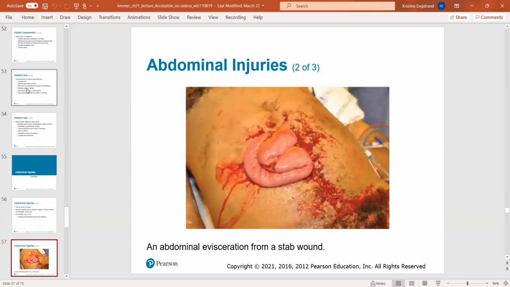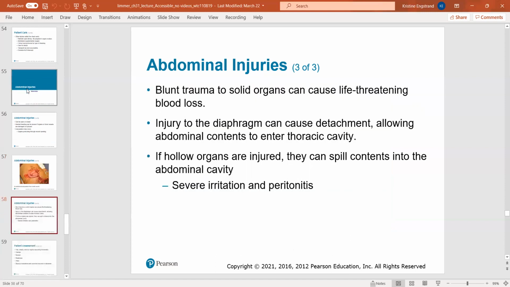So there's your evisceration. Not a pleasant injury. Going to be a visual distractor for sure, right? Still manage your ABCs. Looks like this patient got stabbed, and then the peritoneal cavity was impacted and it came through to the outside.